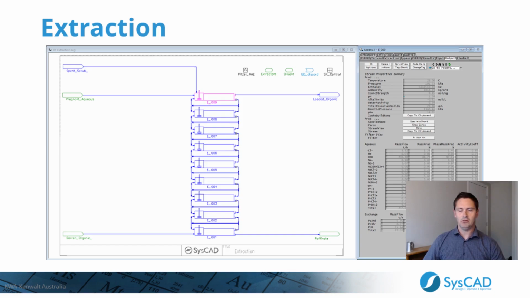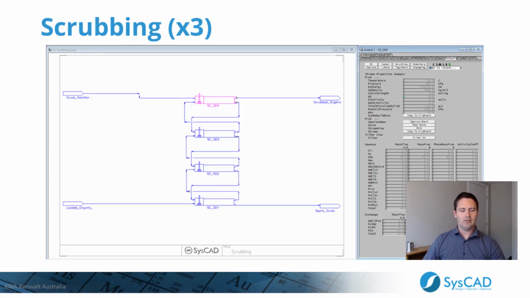So this is the model we used for our assessment. We increased the number of extraction cells to 9 extraction cells. So that's what we did here. We also recycled the scrub solution from the scrub circuit into the extraction circuit to optimize the recovery of neodymium. In scrubbing, we went from 4 cells to 12. We essentially just took the scrub cell and we used the copy and paste functionality within SysCAD to be able to add 2 additional scrubbing cells, and then we appropriately connected them.